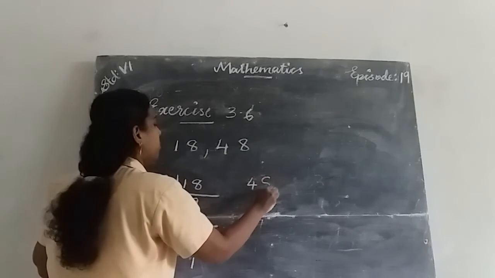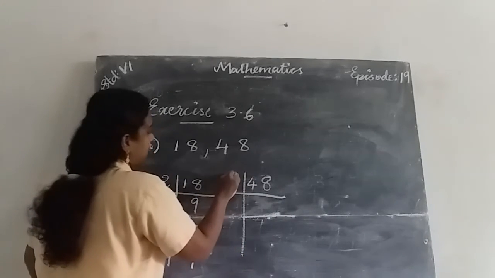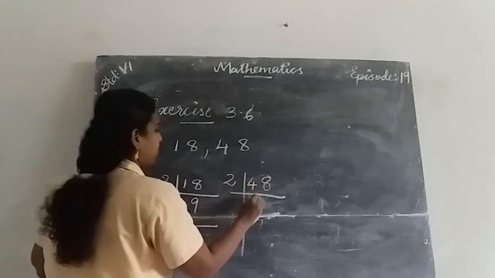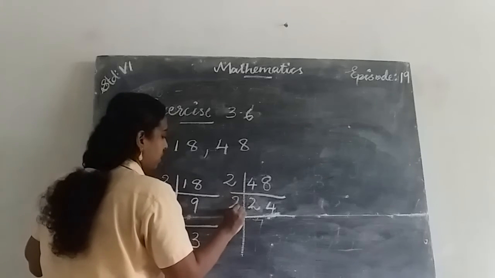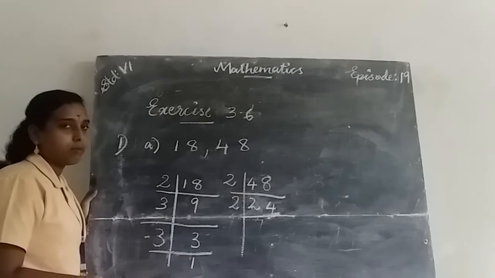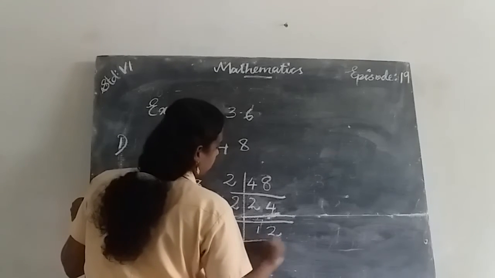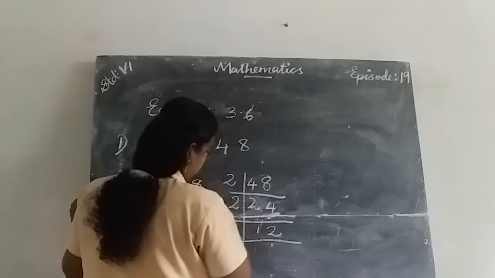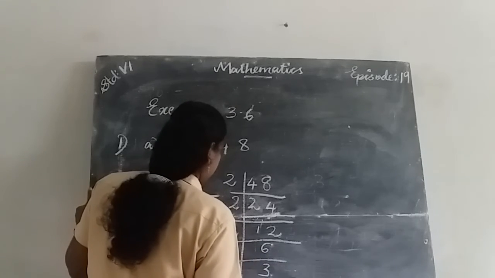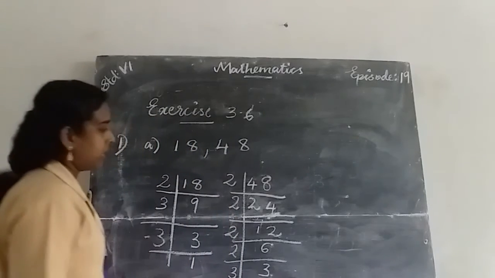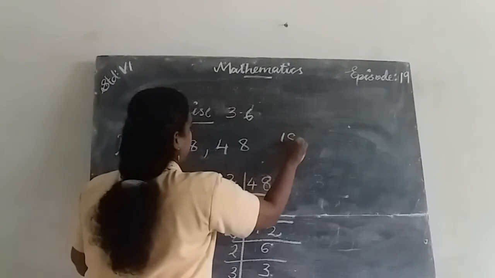We find the factors by the division method. 2, then 2 2s are 4, 4 2s are 8. Then 24 is also an even number, so it is divisible by the least prime number 2. Then 2 2s are 4. 12 is also divisible by 2. 6 2s are 12. Then 3 2s are 6. Here 3 and 1.